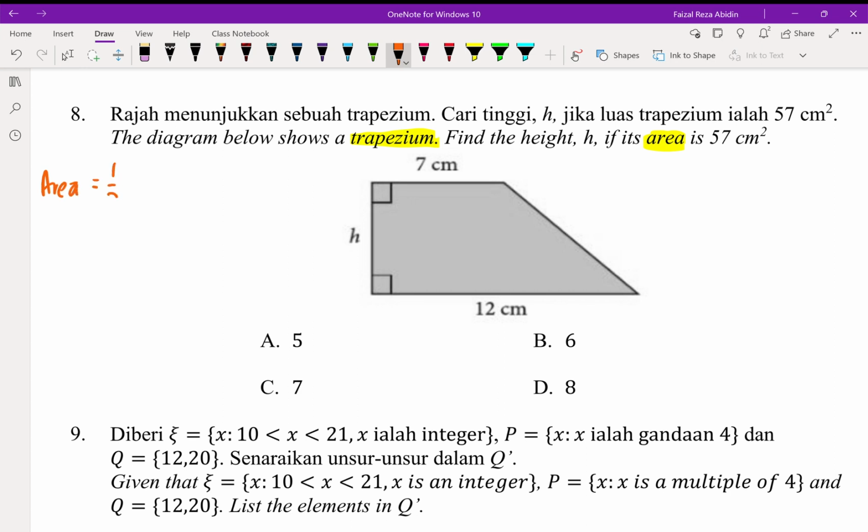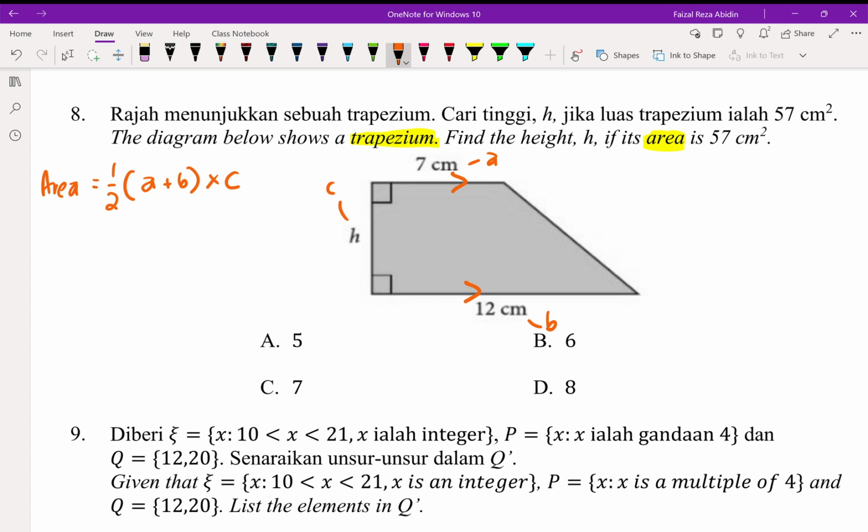Area equals 1 over 2 times (A plus B) times C, isn't it? So where is A going to be? Here. B is going to be here. C is going to be our height. This one must be the parallel sides, A and B there.